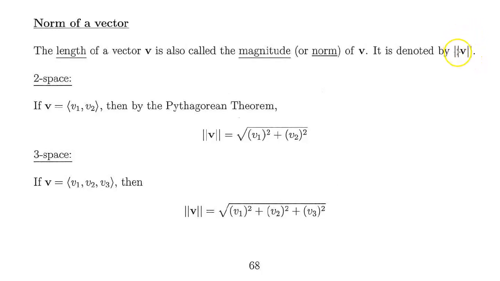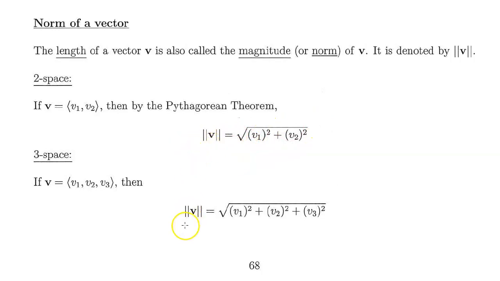Okay, so the double bar of v, that represents the length of v. And notice that will be a number, right? It'll be a non-negative number. So in 2 space, if v is the vector v1, v2, then by the Pythagorean theorem, it's not hard to show that the norm of v is just the square root of v1 squared plus v2 squared. Okay, so notice that will be a non-negative real number. So that's the length of v.